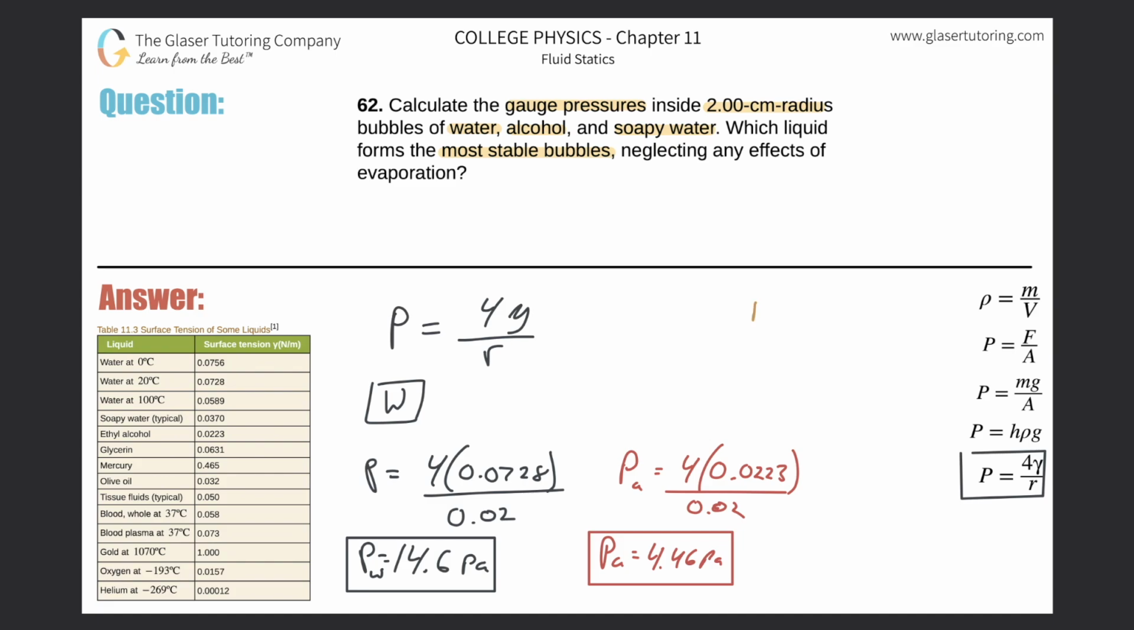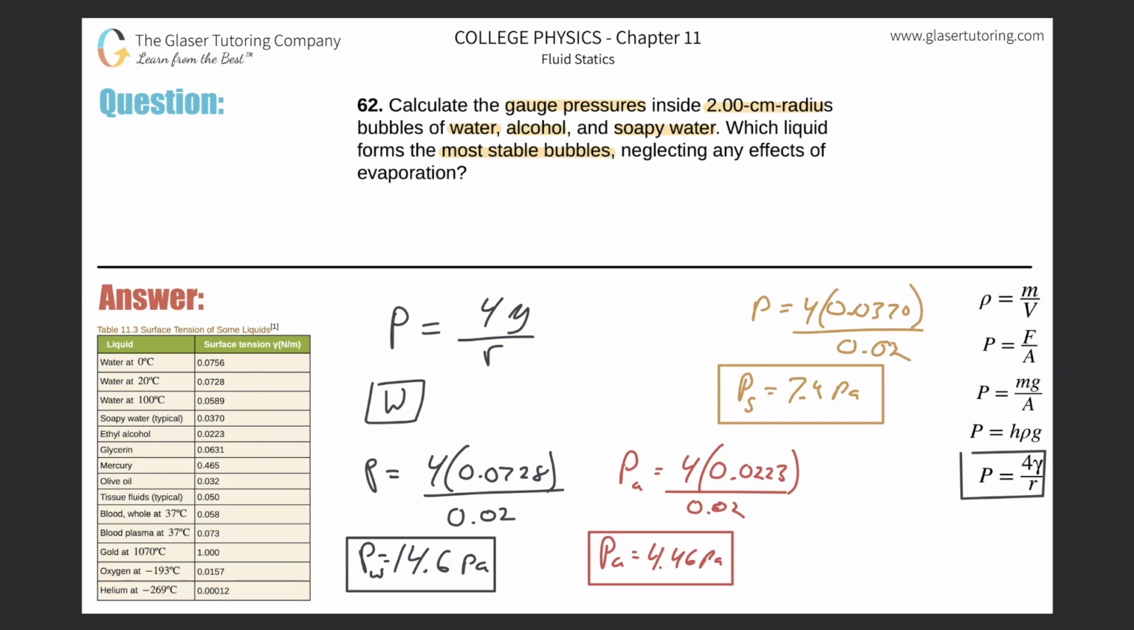I'll do it up here. The pressure inside the soapy water is going to be 4 multiplied by the surface tension of that. And 0.037, it looks like we have the value right from the table. Then divide that by 0.02. Again, enter that into your calculator. So 4 times 0.037 divided by 0.02, and we get 7.4 pascals. Okay, so these are the values.